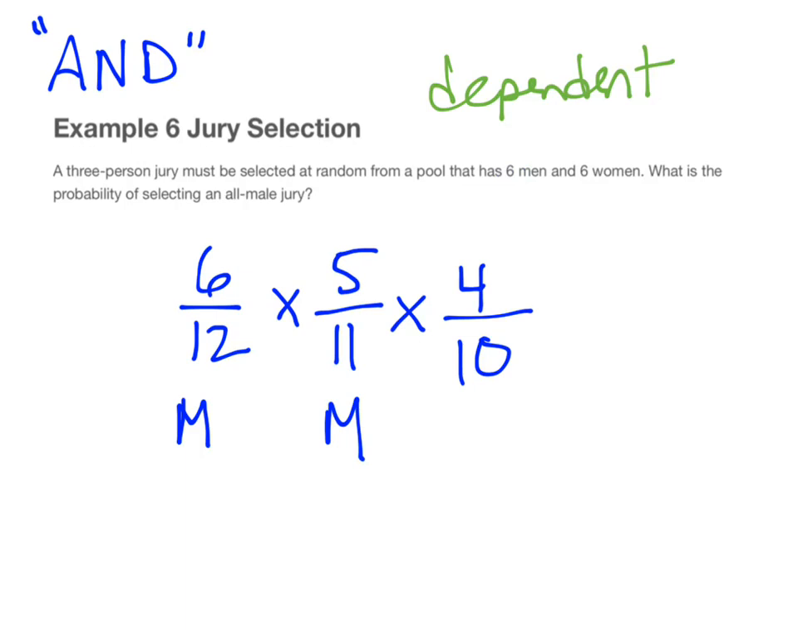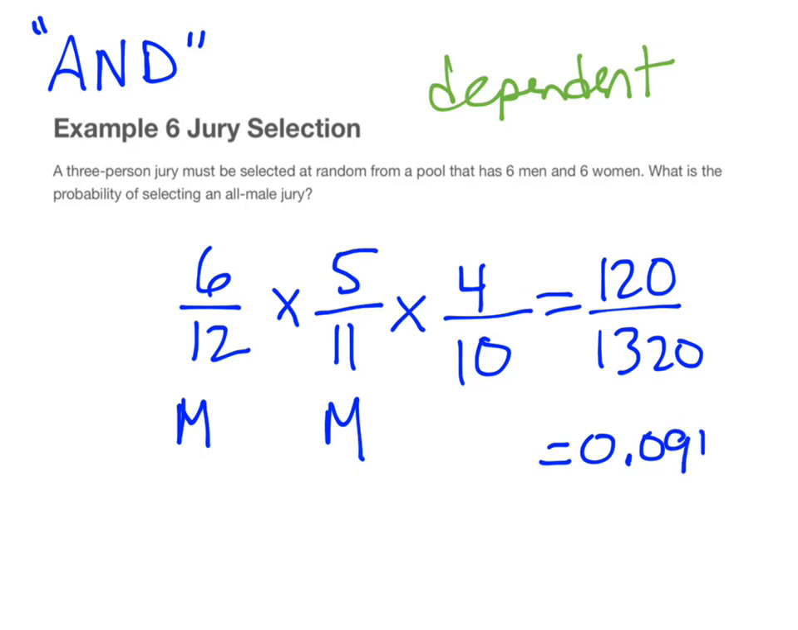Okay. So multiplying, we get 120 over 1320, which is about 0.091. All right, so there's about a 9% chance that we would get an all-male jury.